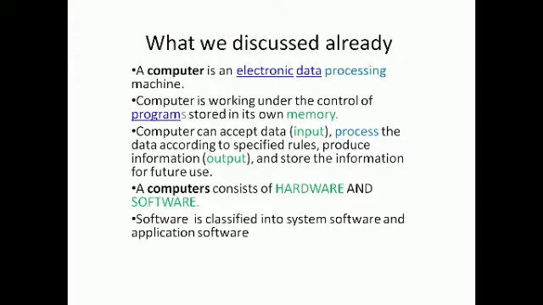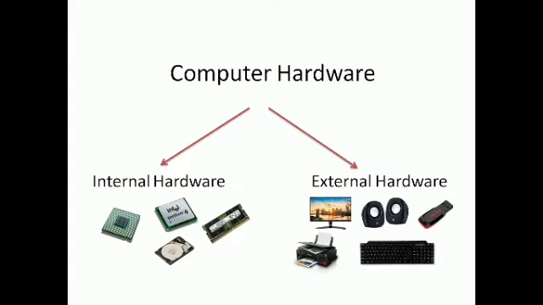A computer consists of hardware and software. Software is classified into system software and application software. These things we already learned in our previous classes. This part of our class is hardware. Hardware can be divided into two groups, external hardware and internal hardware.